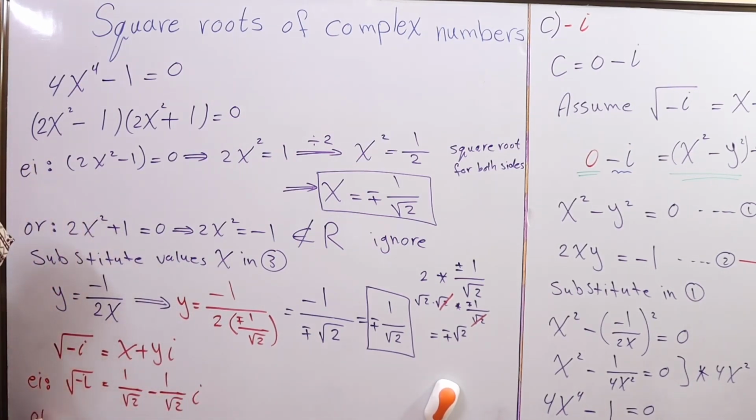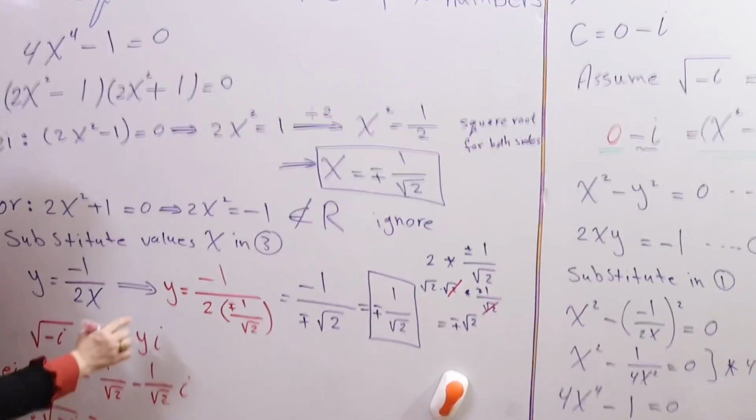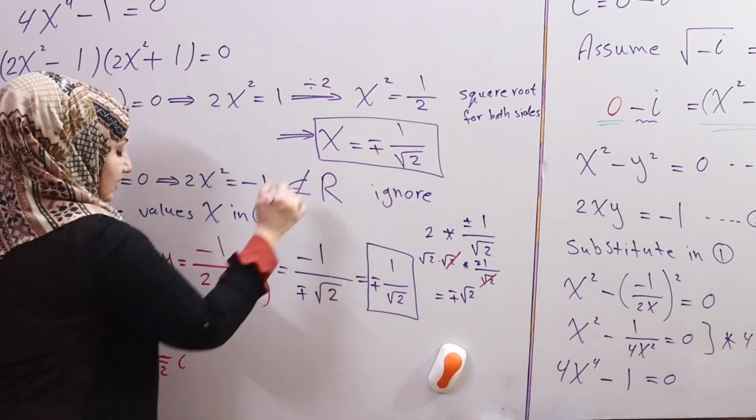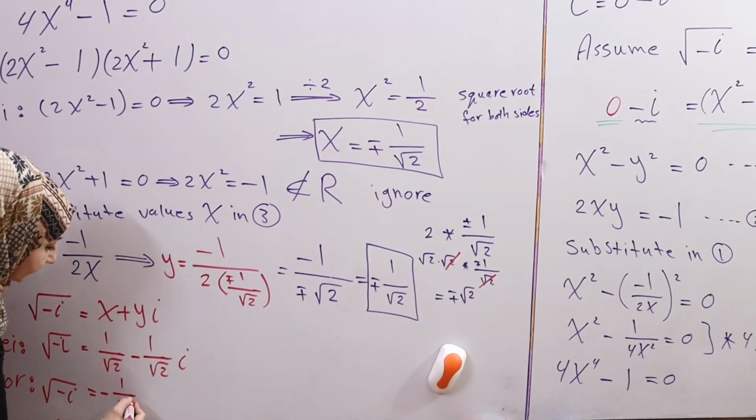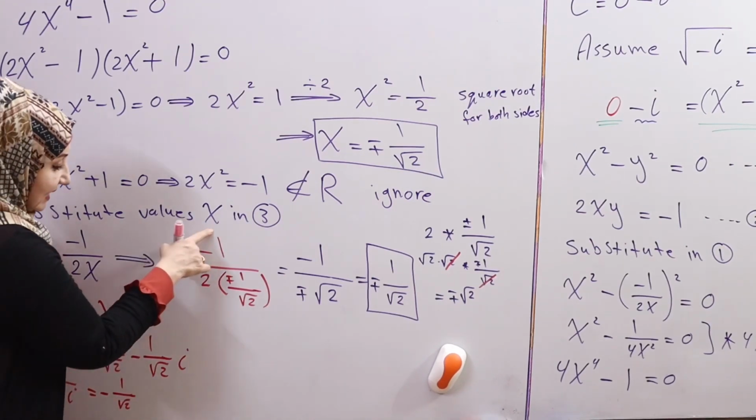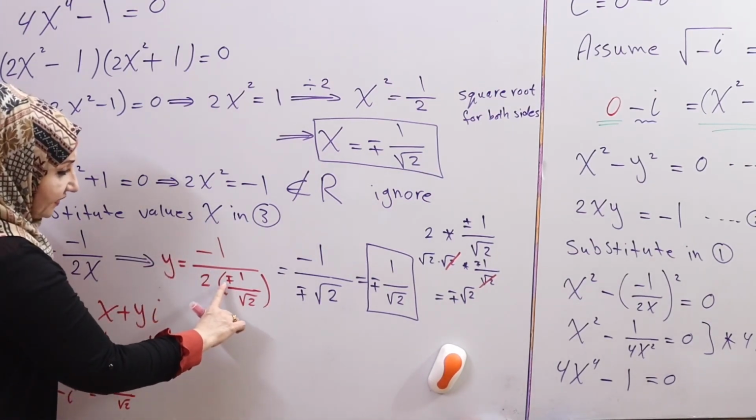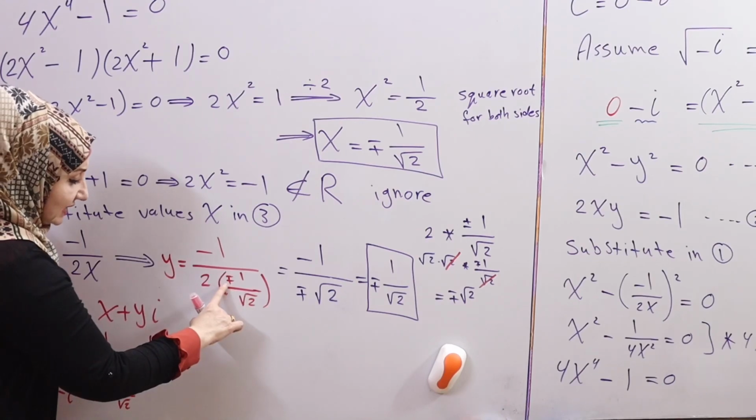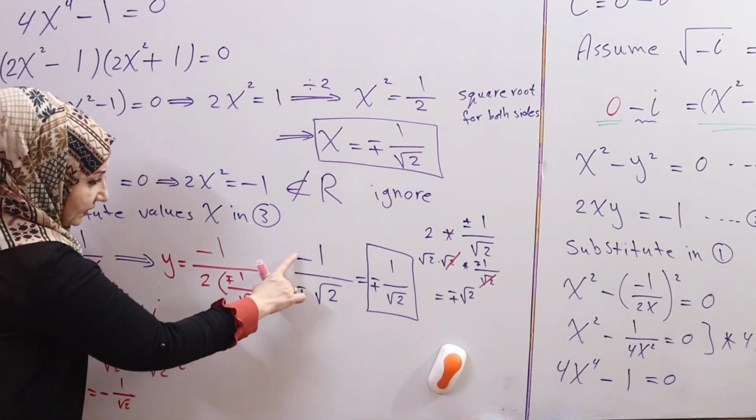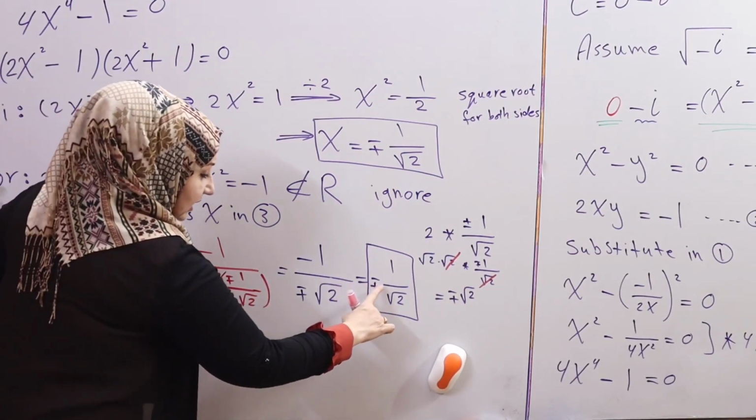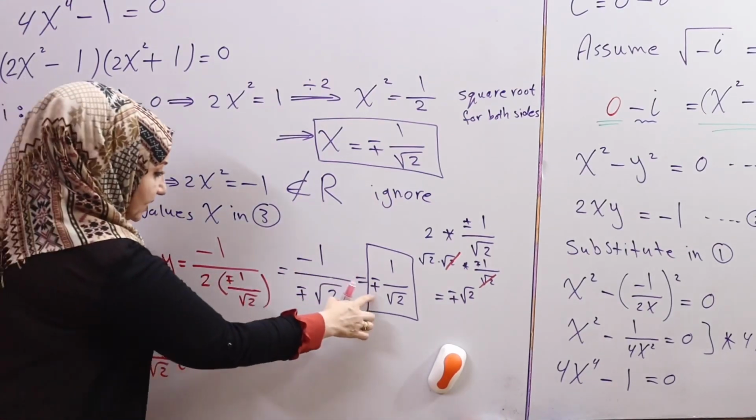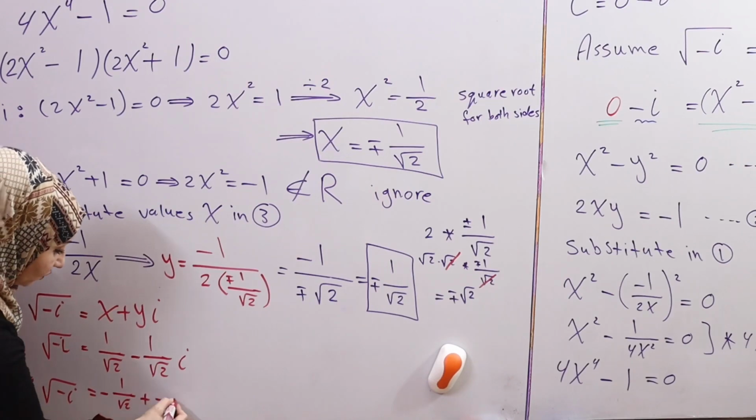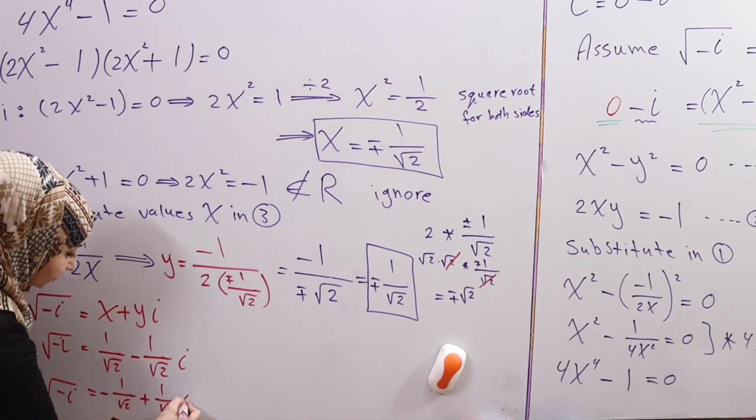Or الجذر التربيعي للنيجاتيف i ايكوال لمن الاكس راح ناخذ قيمه الاكس السالبه اللي هي نيجاتيف 1 on square root of 2. قيمه الواي، سالب على السالب راح يصير عندي موجب. That's mean positive 1 on square root of 2 i.